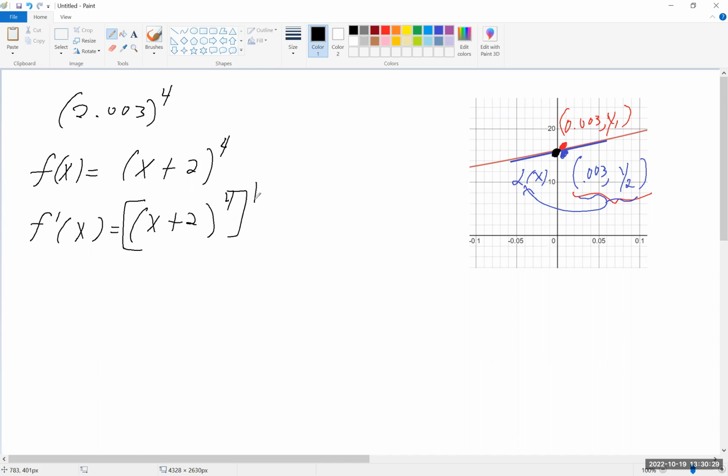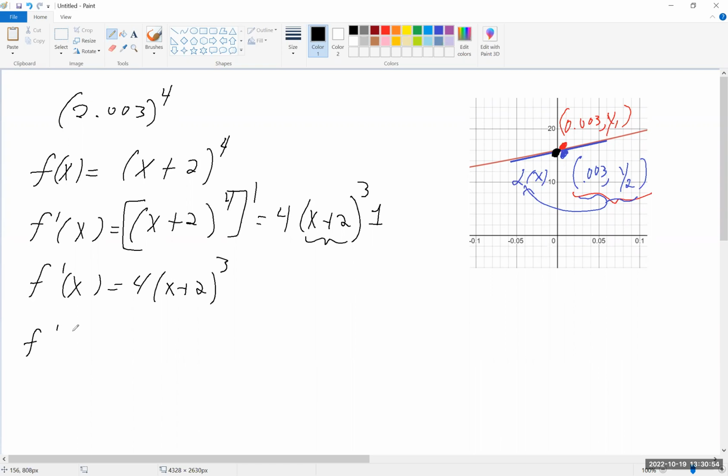Okay, so I have to take the derivative of that, which is 4 times x plus 2 to the third power. Take the derivative of the inside function using the chain rule. That's just a 1. All right, so I've got f prime of x is 4 times x plus 2 to the third power. So now to find the slope of the blue line at that black point, which is x equals 0, I'm going to plug in a 0. So we get 32.